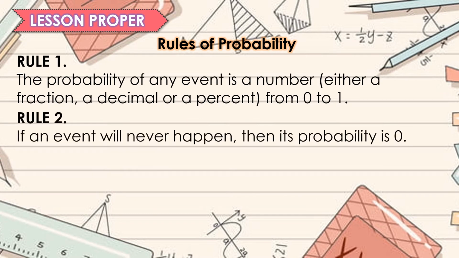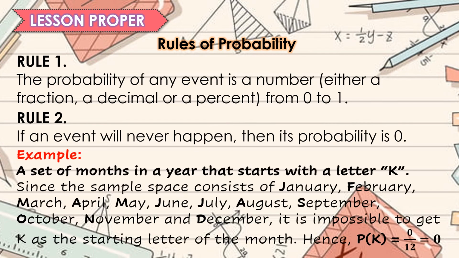The second rule is if an event will never happen, then its probability is 0. For example, consider the months in a year that start with the letter K. Since the sample space consists of January, February, March, April, May, June, July, August, September, October, November, and December, it is impossible to get K as the starting letter of the month. Hence, the probability of a month in a year that starts with letter K is 0/12 or 0.